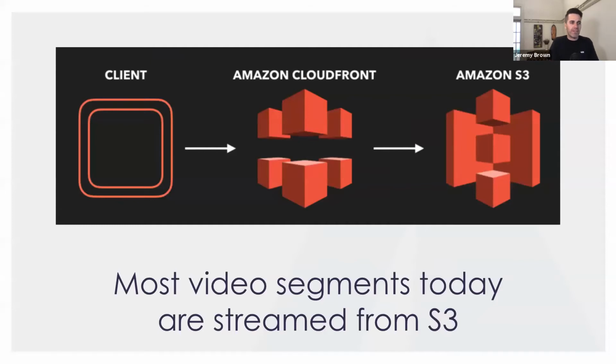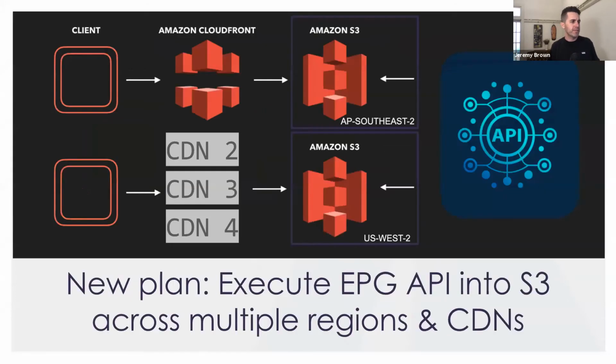So most videos are actually streamed off S3. So when I talked about those TS segments, especially for VOD libraries, the source, the origin is typically S3, regardless of who we're talking about, the biggest players in the market. So that made me think, well, this seems obvious. We're going to build an EPG API that just puts files into an S3 bucket in 2 AZs, and we're going to deliver off 4 CDNs.